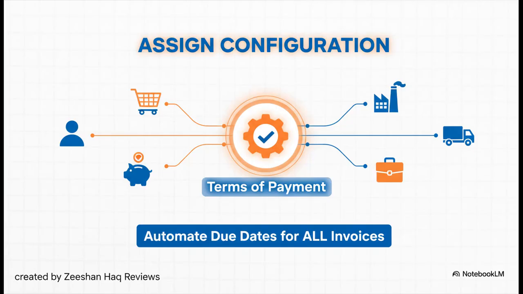And here's where the real magic happens. Once you've built that logic, you simply assign it to a customer or a vendor record. From that moment on, every single transaction for them automatically gets these rules. This is how you scale from managing 10 invoices a month to 10,000, all without losing control or accuracy.